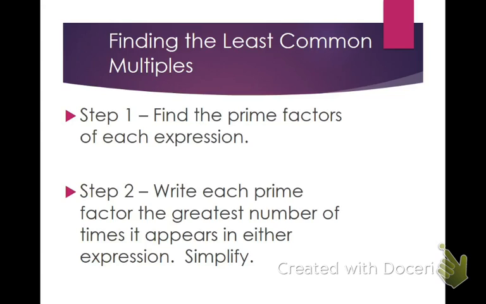So step 1, find the prime factors of each expression. What that boils down to is factor. We're going to have to factor first. You want to highlight, put a box around the word factor, or write it off to the side. We need to factor. Write each prime factor the greatest number of times it appears in either expression and simplify. That step is going to make more sense when we can put it into practice. I might word it a little bit differently as we're talking through some problems.